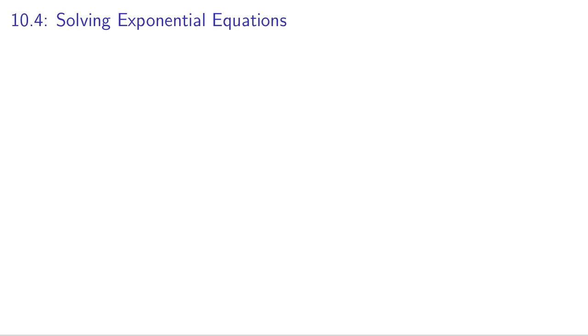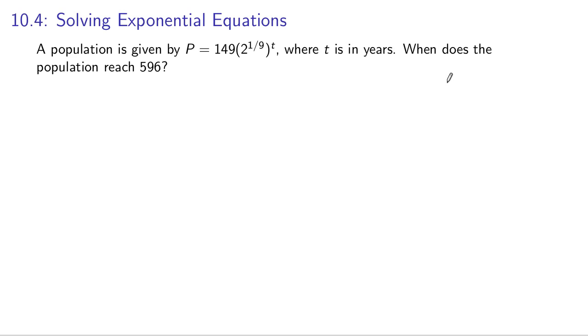Algebra 2, Chapter 10, Section 4, Solving Exponential Equations. A population is given by P equals 149 times 2 to the 1/9 to the t, where t is in years. When does the population reach 596?